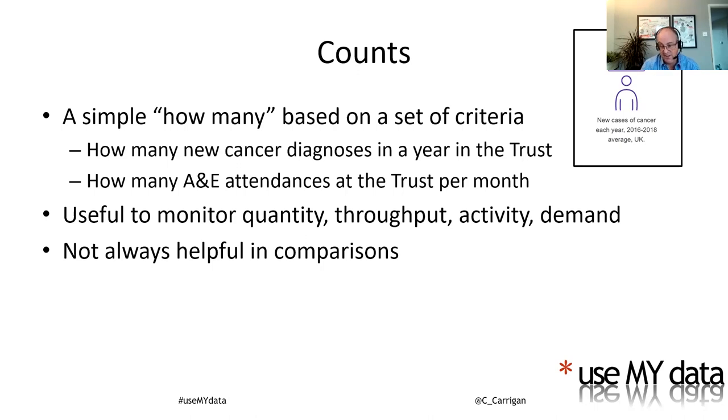They're less interested in rates and statistics and the more complicated statistics. They're really interested in numbers, activity, and that's true of quite a few people as well. They're useful to monitor throughput, activity, demand changes, but in terms of comparisons, it's not particularly helpful when you're just looking at numbers to do comparisons. For instance, if you've got a big A&E department and a small A&E department, it's not that useful to look at just basic numbers coming through, comparing one versus the other.